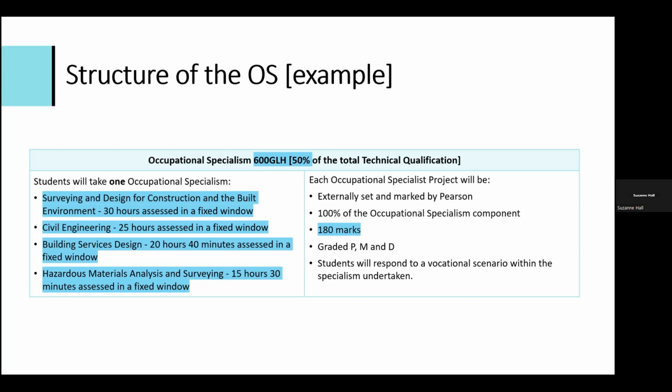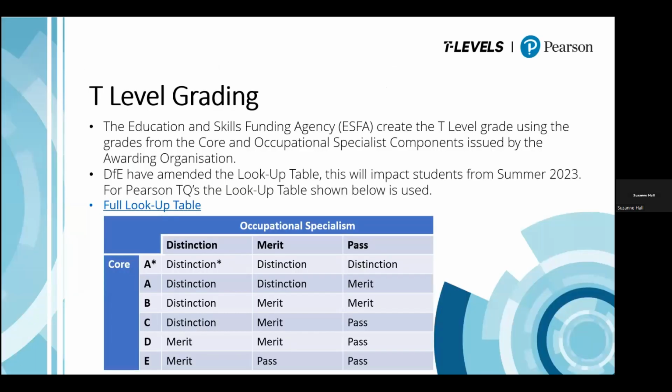And the OS is awarded a pass, merit and distinction. So the pass, merit and distinction is then aggregated with the core grade of A star to E. And that's what gives the overarching T-level grade. And again, if you've seen our Introduction to T-levels briefing, you'll have seen this slide before.